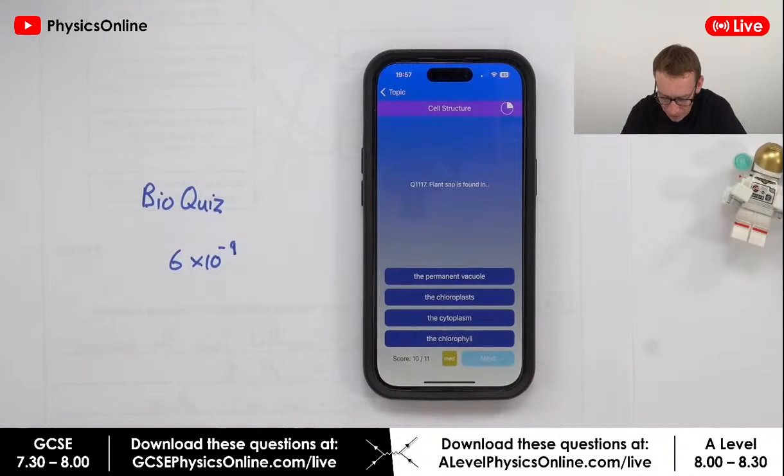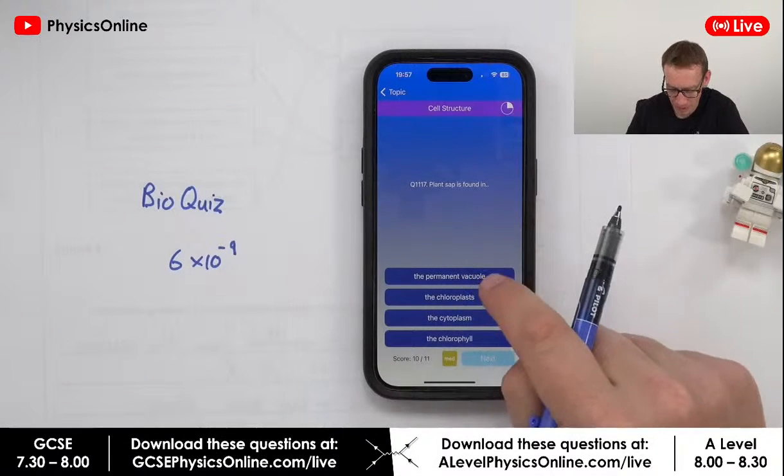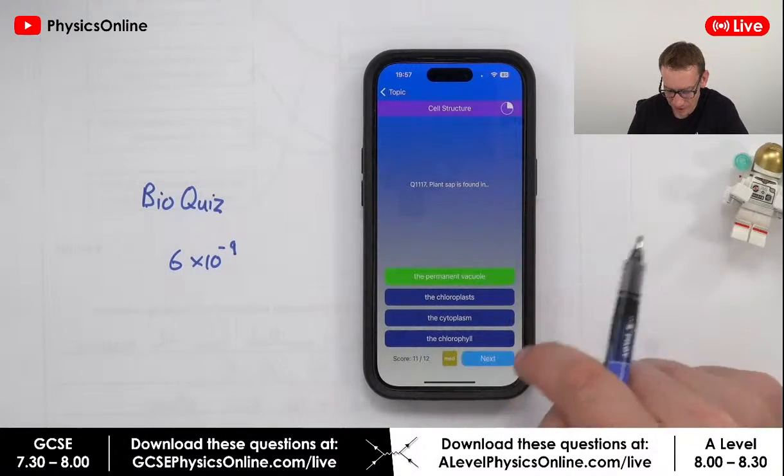This is awesome. Plant sap is found in, is that in the vacuole? Evil says vacuole. I guess it kind of makes sense that this sap is this kind of watery liquid. People are saying A. Correct.